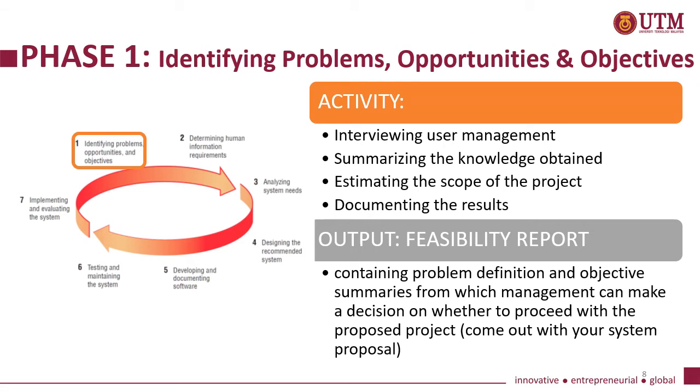Phase 1, identifying problems, opportunities, and objectives. There are 4 main activities. 1. Interviewing user management. 2. Summarizing the knowledge obtained. 3. Estimating the scope of the project. 4. Documenting the results. The output of Phase 1 will be the feasibility reports. It contains problem definition and objective summaries from which management can make a decision on whether to proceed with the proposed project and come up with your system proposal.